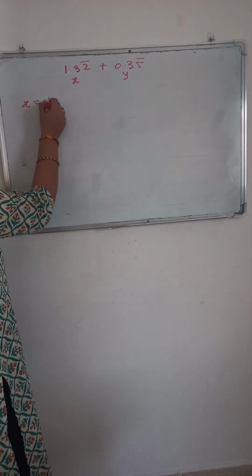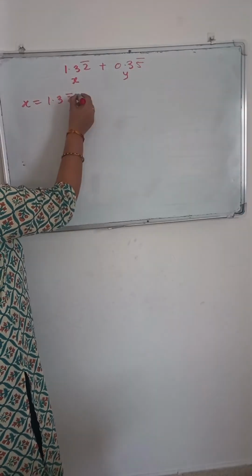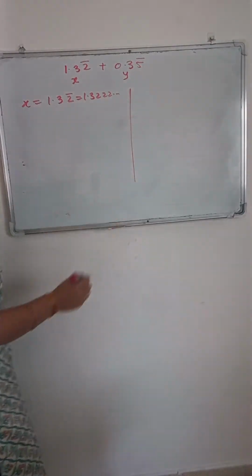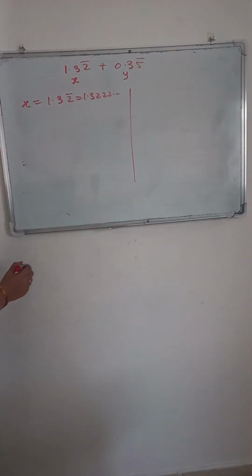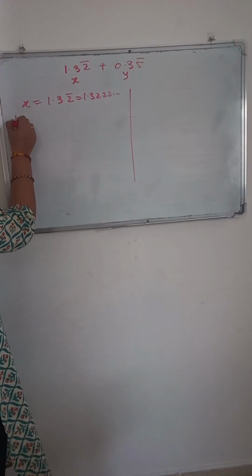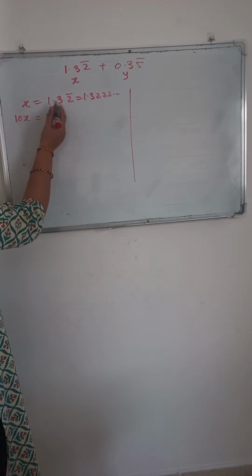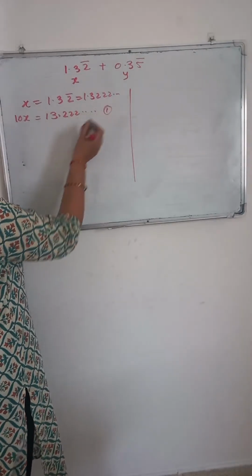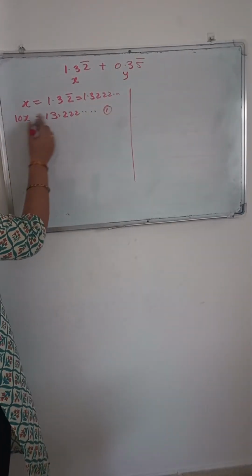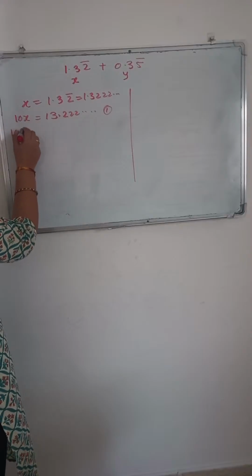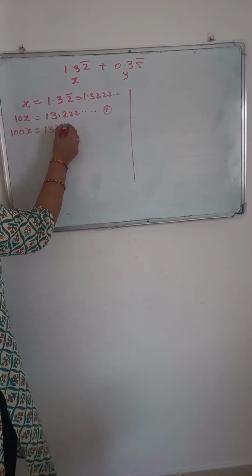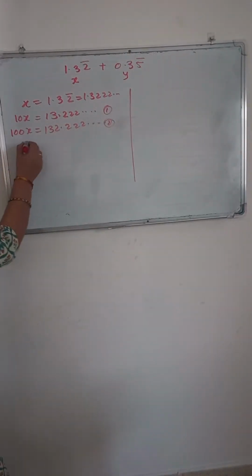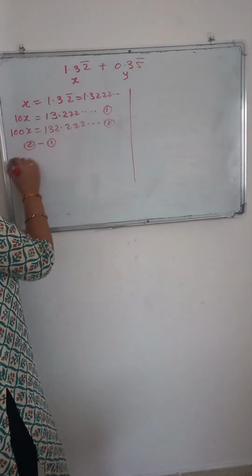Okay, so x is equal to 1.32 bar, means we can write 1.3222 and so on. It is a non-terminating decimal. Okay, so here if I multiply by 10, this decimal gets shifted, 13.222 and so on. This is my equation number 1. And if I again multiply equation number 1 by 10, so 10 into 10, 100x, 132.222 and so on. This is my equation number 2. Okay, then you can subtract equation 1 from 2.